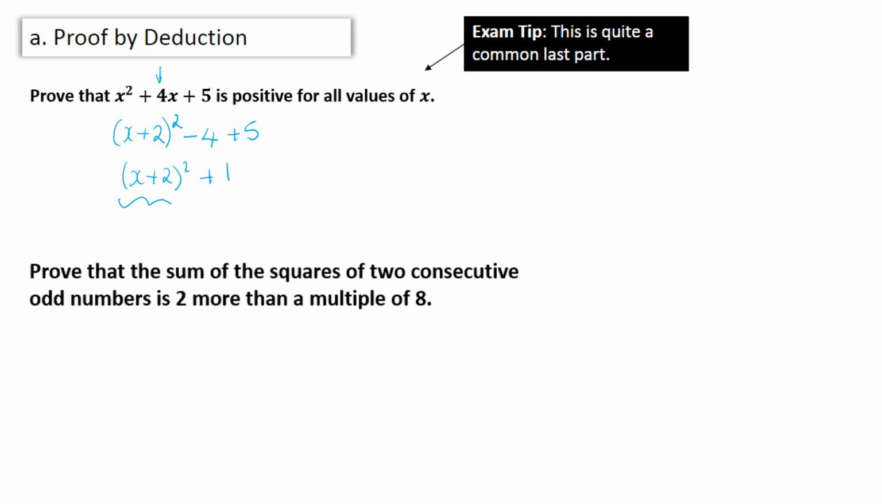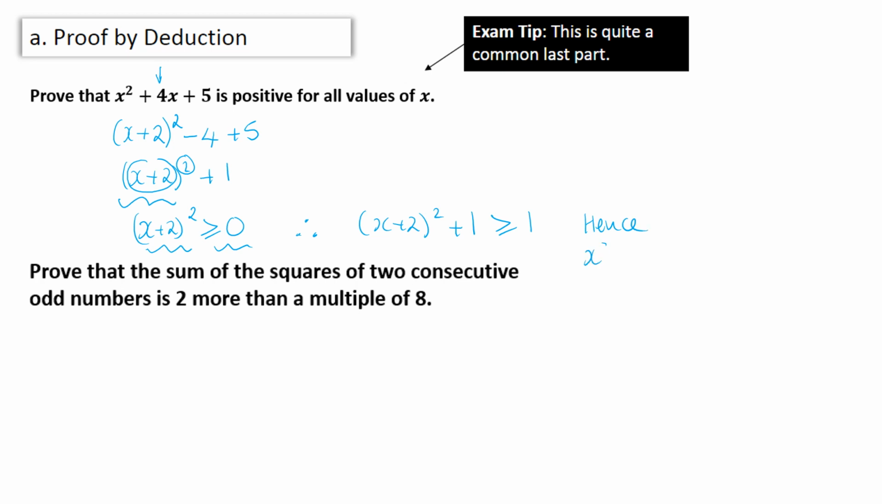Now thinking about this first bracket, anything squared is going to be either a negative squared or a positive squared, and it's always going to be positive. So (x plus 2) all squared is always greater or equal to 0. Sorry, it would be equal to 0 when x is equal to minus 2. So therefore, (x plus 2) all squared plus 1 is going to be 1 more than this, which the lowest value that could go would be 0. So this is going to be greater or equal to 1.